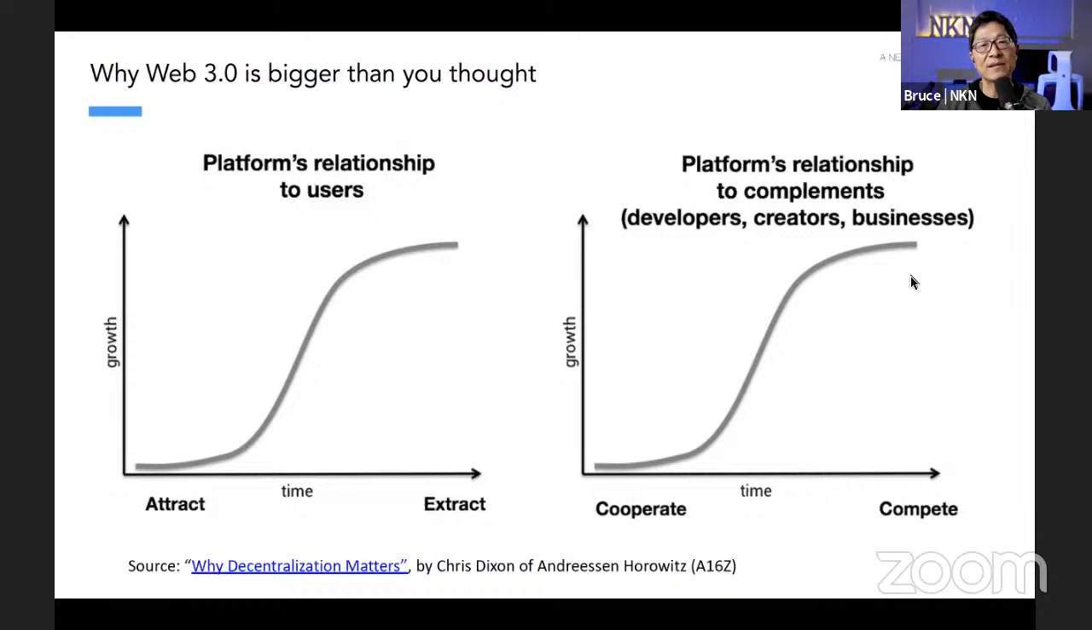So I think Web 3.0 can fundamentally change that, because early users and early contributors, content owners, and developers will become part of, or co-owners of, the network. So they grow together with the platform instead of becoming competitors in the end.